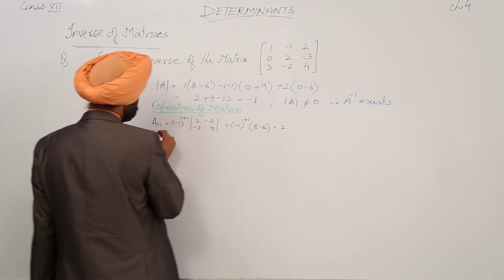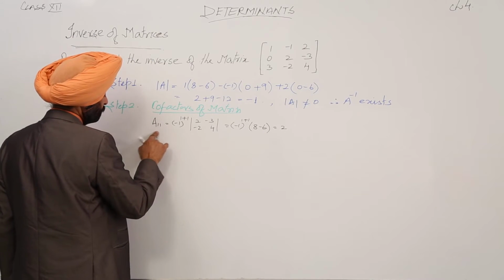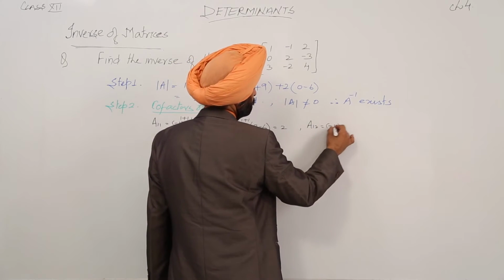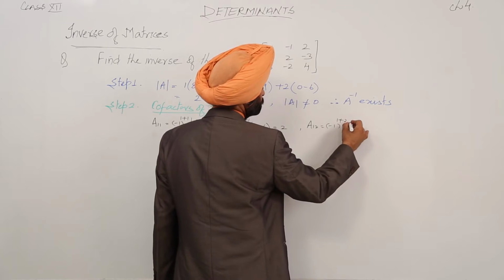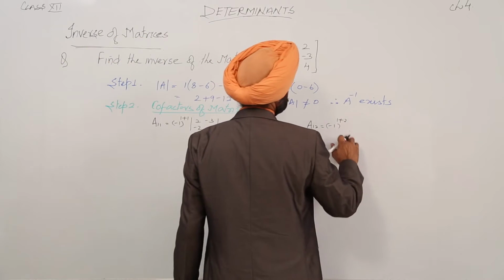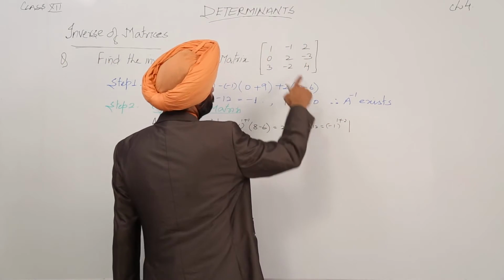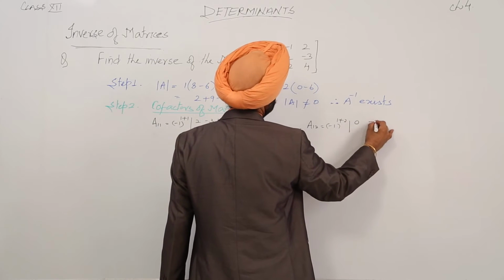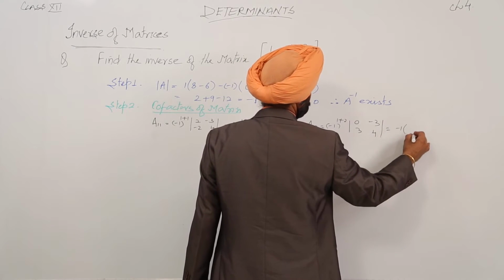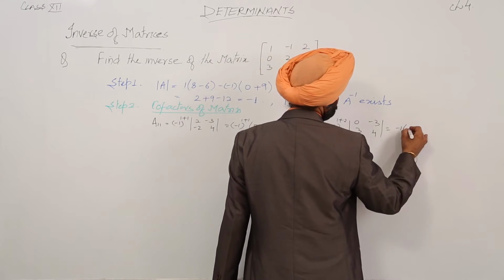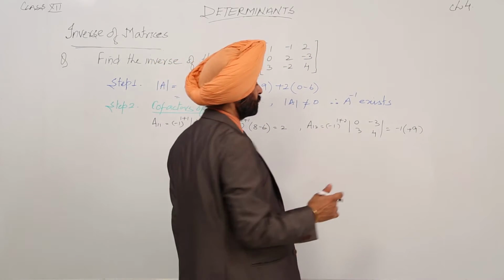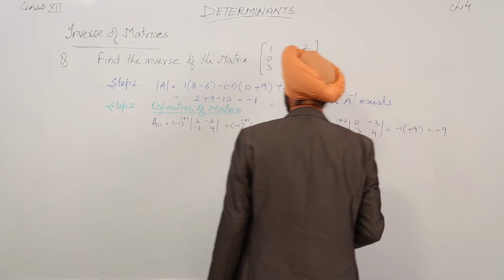Okay, so A12. Now A12 is minus 1 raised to power 1 plus 2 with, now I am doing it in the same manner. Now we are on the second row, 0 minus 3, 3 4, this is equal to minus 1 with plus 9 4 plus 9. Okay, and this is equal to minus 9.